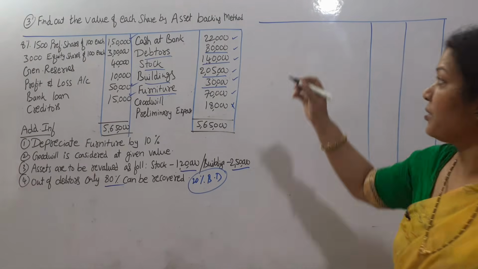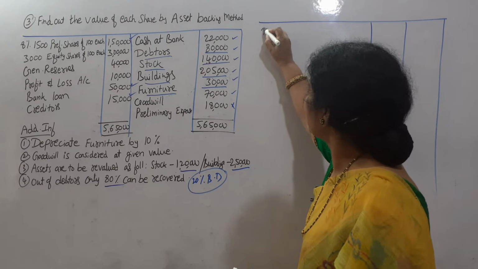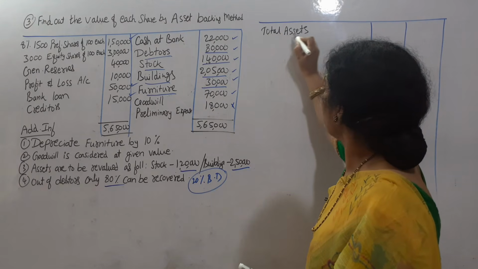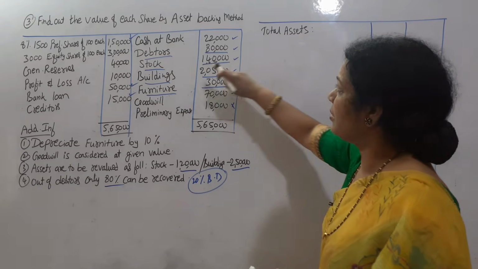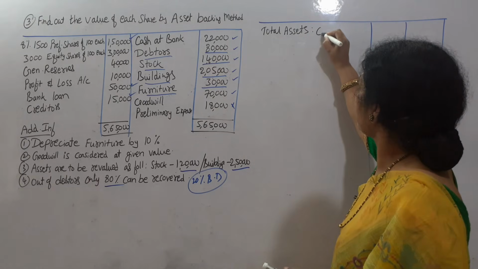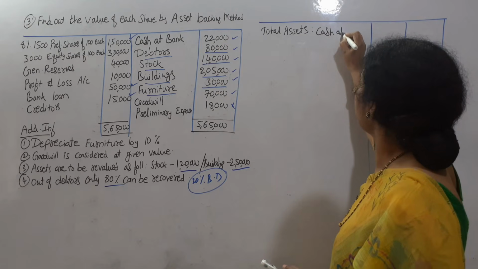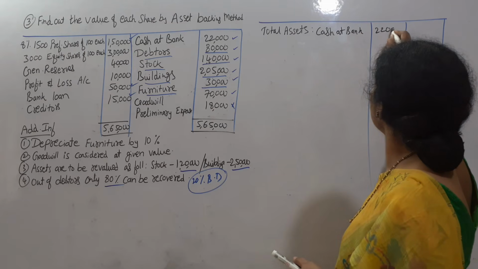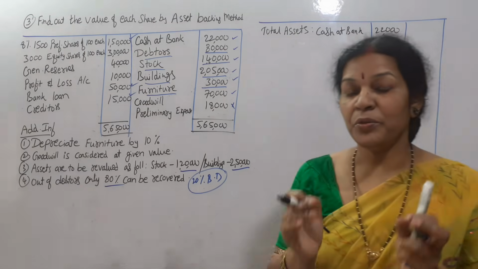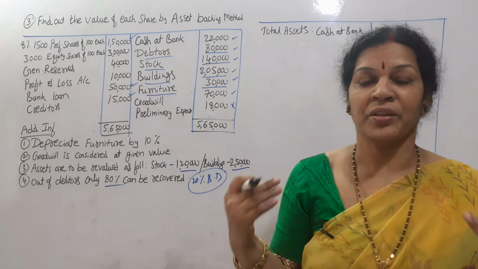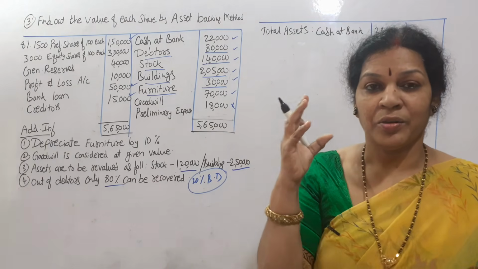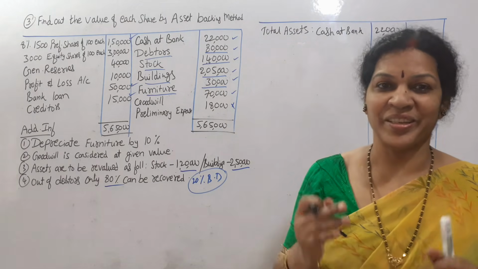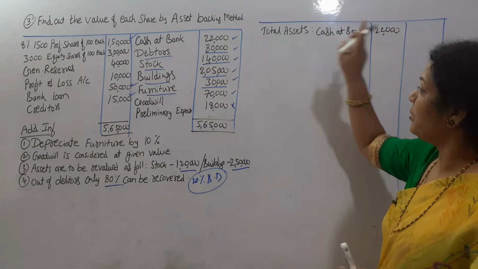First we will take total assets. What assets are we going to take here? Cash at bank, 22,000. When you work out the problem, keep on talking so that the concept will sit inside your mind. You'll never forget it. I do the same thing. So cash at bank 22,000 I have written.